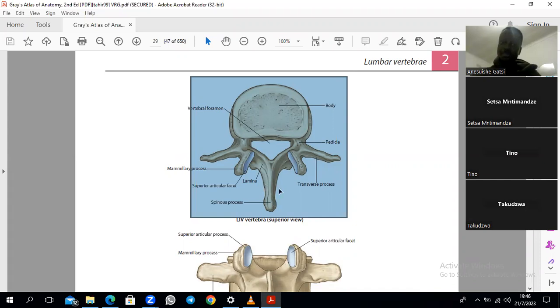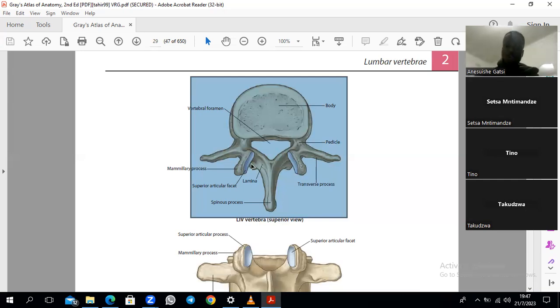Right. Then these are your transverse processes. They are thinner compared to the pedicle and the lamina. These are going to be thin, right? And these transverse processes are described as the ribs of the lumbar region. Remember, there are no ribs in the lumbar region. So these transverse processes are a bit longer and they're described as being the ribs for that region, right? Okay.